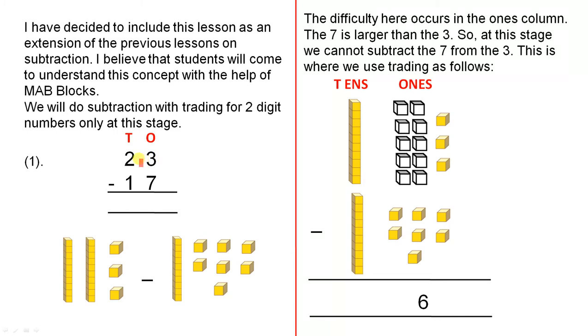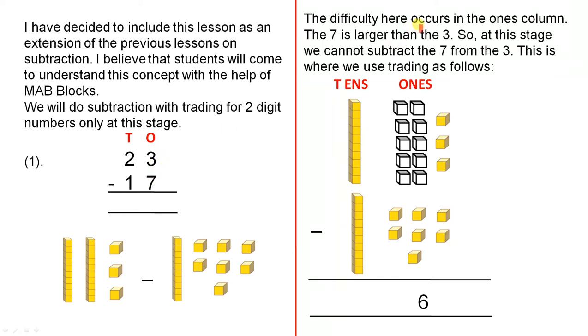Now if we look at the first example where we have the ones column and the tens column, this looks very innocent. Doesn't it look the same as what we've done previously? 23 take away 17. But we have a little difficulty. If we look at the ones column, 3 take away 7 we cannot do. Remember, we always start at the right hand side.